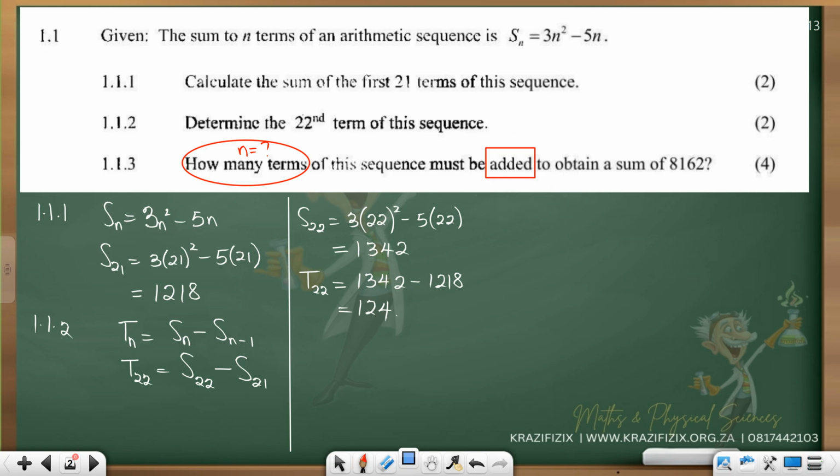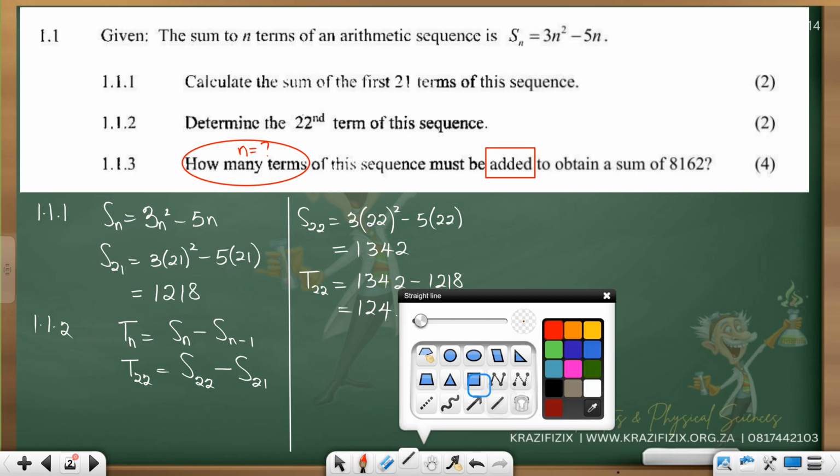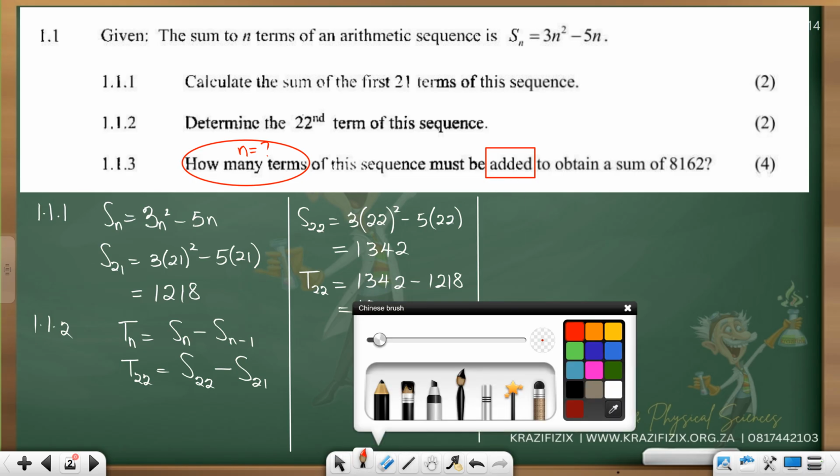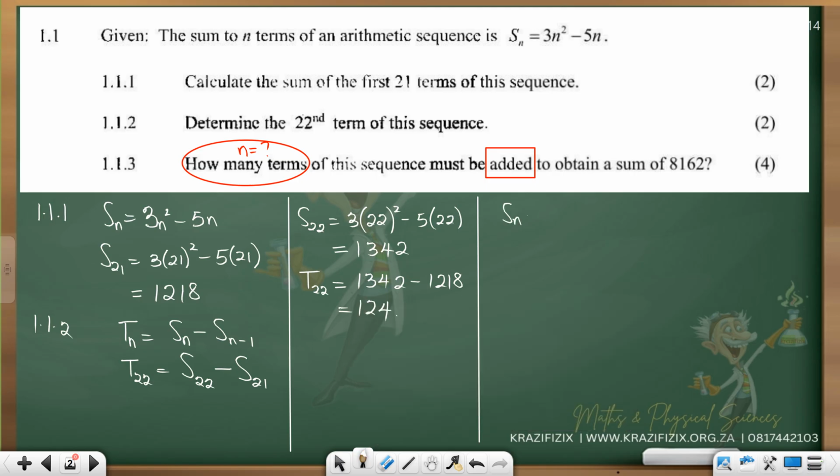But what type of pattern are we dealing with? First line, it's an arithmetic pattern. So it's a series now. And since they said sum, what is our formula for sum? Sn equals n over 2, 2a plus n minus 1 d. We're looking for that n. Do we know Sn? Yes, 8162. But my dear learners, we do not know what a is, and we do not know what d is.